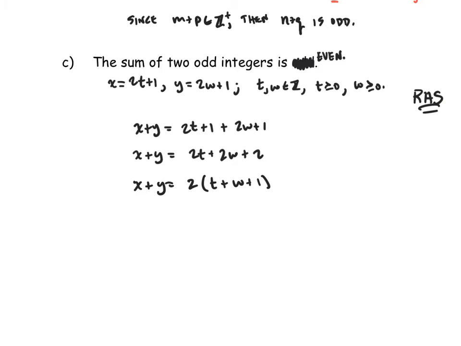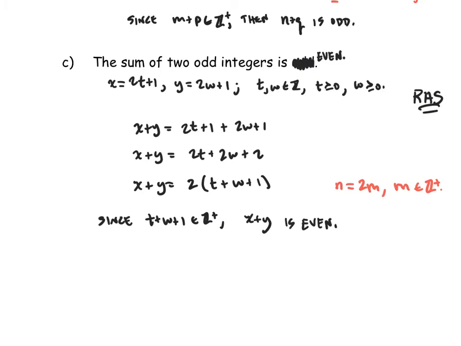This fits the original definition when we said that n equals 2m, with m in the positive integers, right? So that was true if m was in the positive integers. Well, is t plus w plus 1 in the positive integers? Yes. So since t plus w plus 1 is in the positive integers, then x plus y is therefore even. All right, let's keep moving.